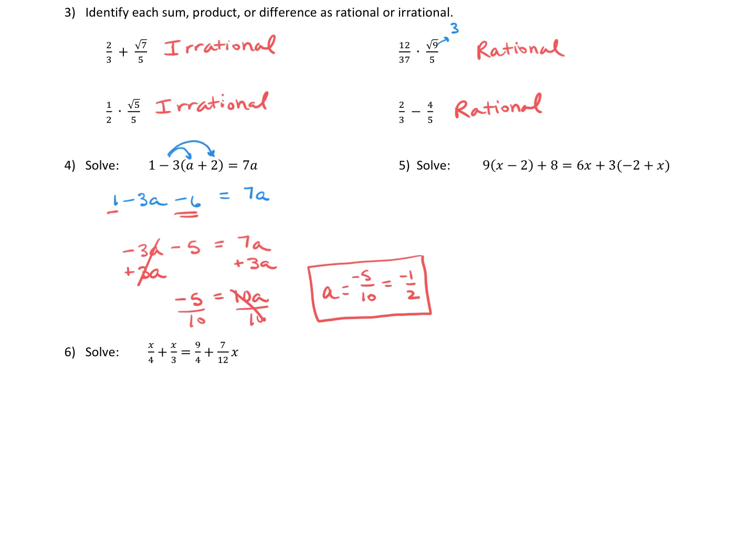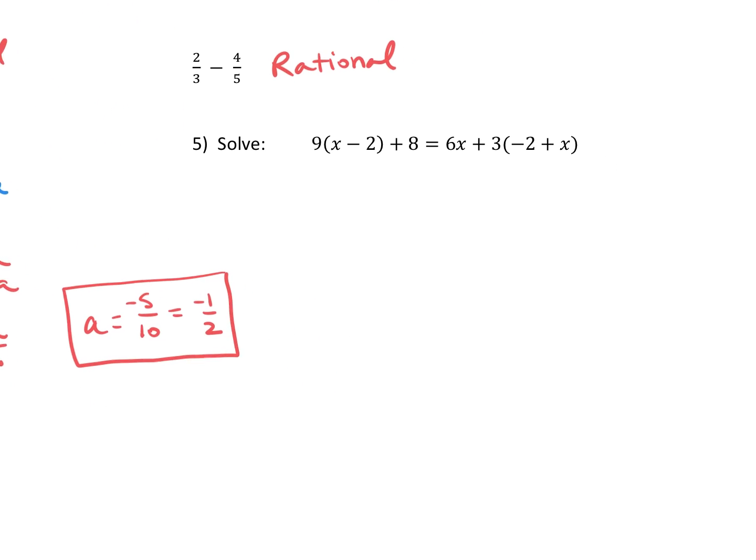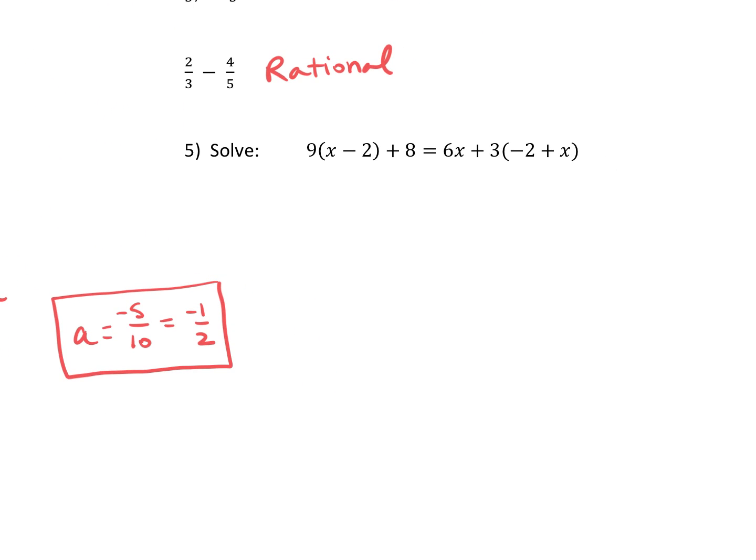All right, number 5, let's take a look at another equation. We're going to first do any distributing we can do. So I'm going to distribute this 9. 9 times x, those are both positive, so we have 9x. 9 times a negative 2 is a negative 18. Carry down the plus 8 equals, we have 6x will carry down. Now we have a positive 3 times a negative 2. It's a negative 6. Positive 3 times a positive x is a positive 3x.